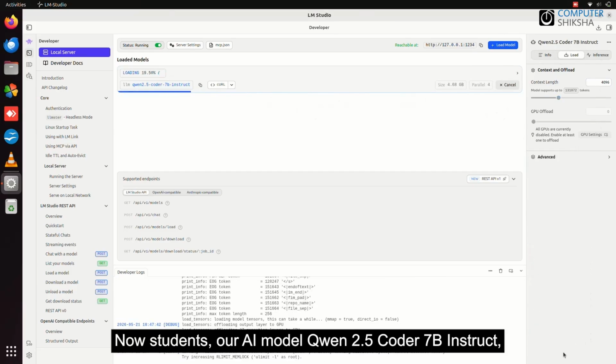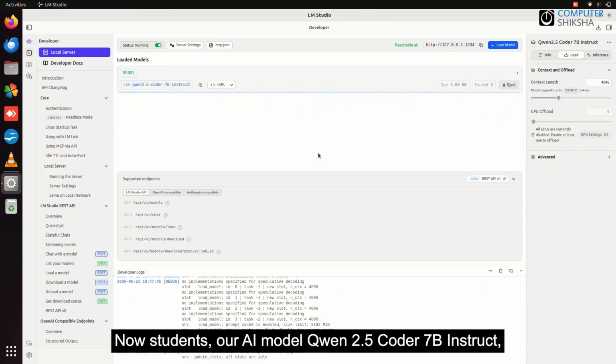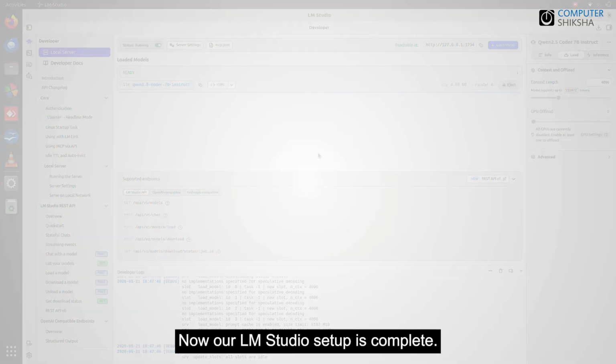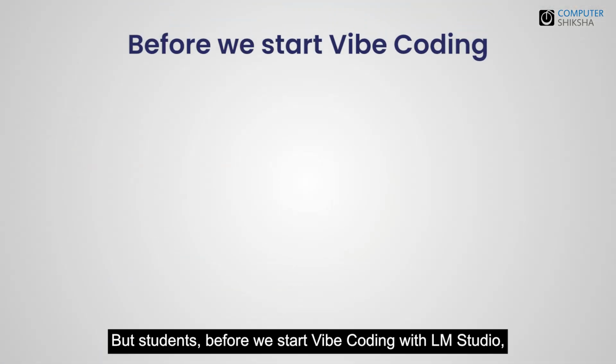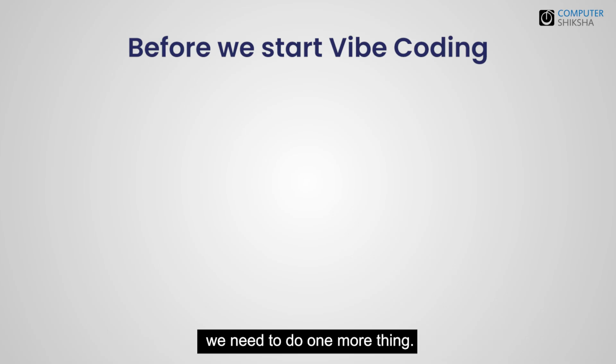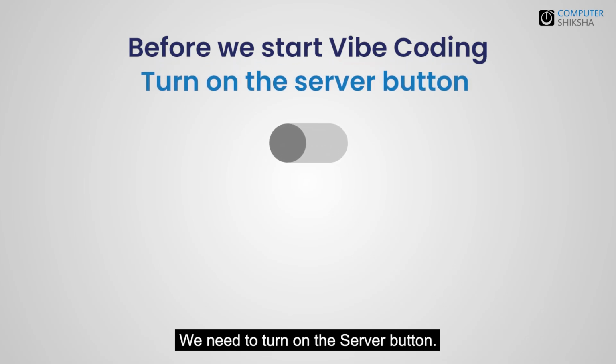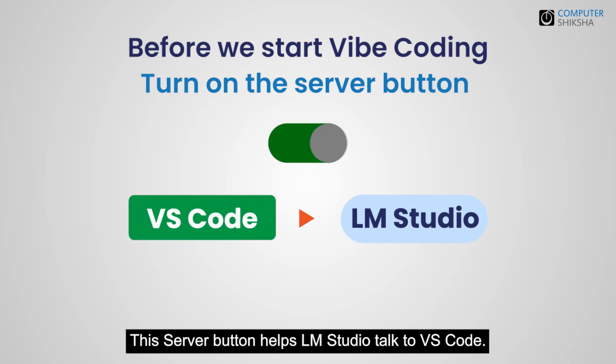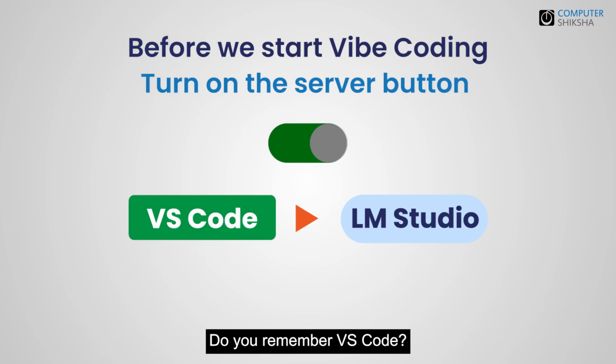Now students, our AI model Qwen 2.5 Coder 7B Instruct has been loaded with all the settings that we set earlier. Now, our LM Studio setup is complete. But students, before we start vibe coding with LM Studio, we need to do one more thing. We need to turn on the server button. This server button helps LM Studio talk to VS Code. Do you remember VS Code? Don't worry, students. Today we will talk about it in detail.